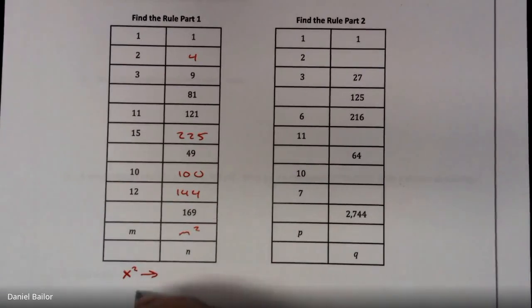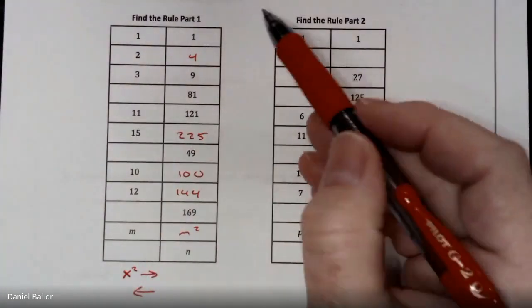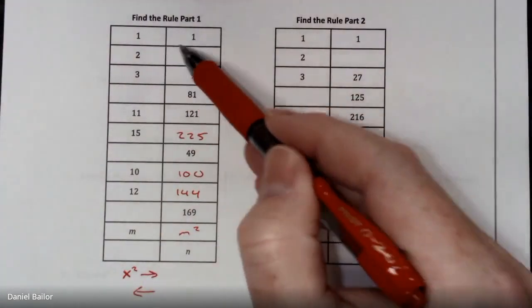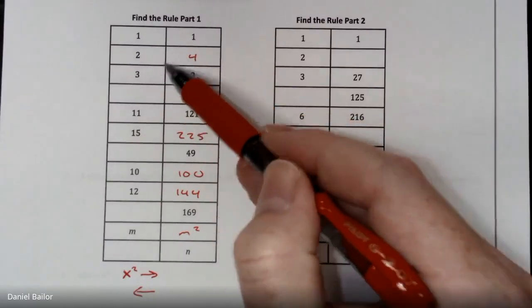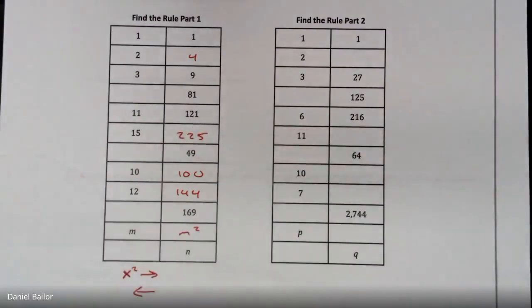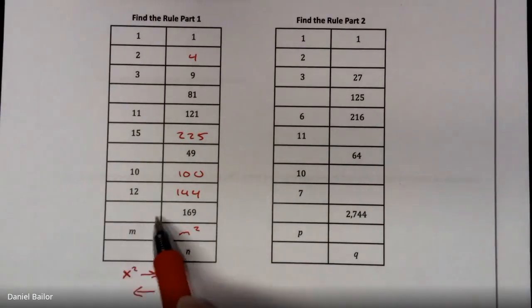What about if we want to go left? What's the rule going back? Well, how does 1 turn into 1? How does 4 turn into 2? How does 9 turn into 3? How does 121 turn into 11? This is the square root. So we have to take the square root to move left. So moving right was squaring, moving left was square root.